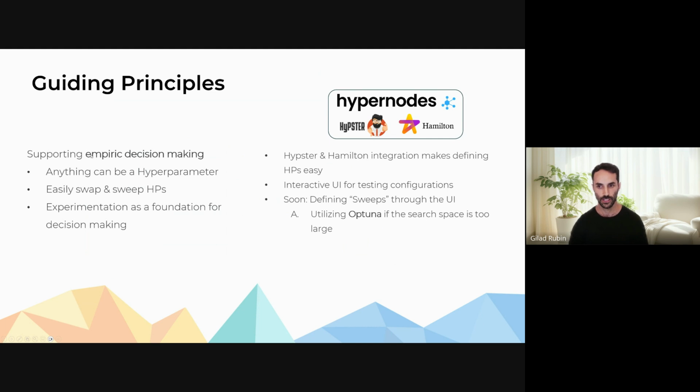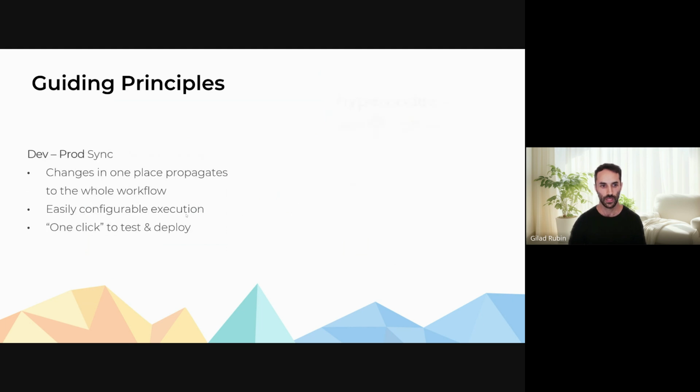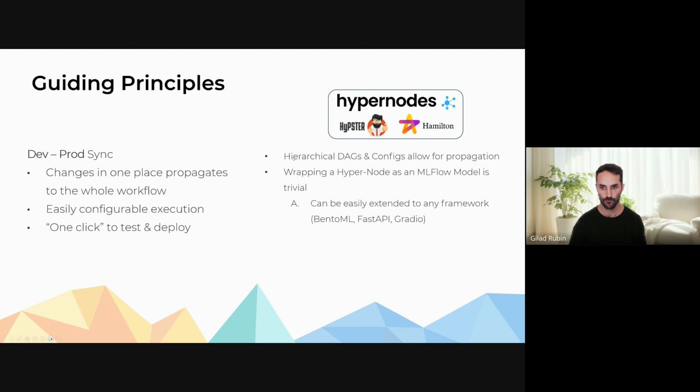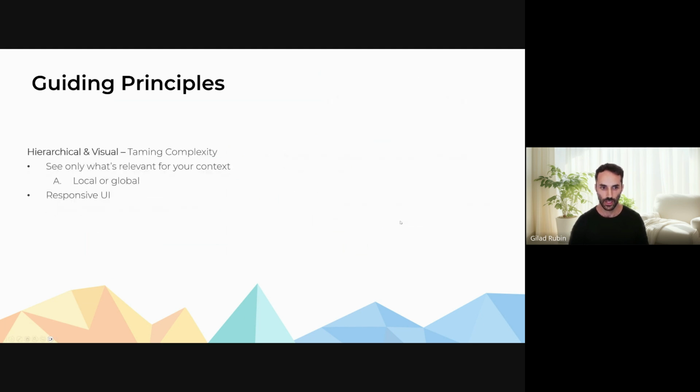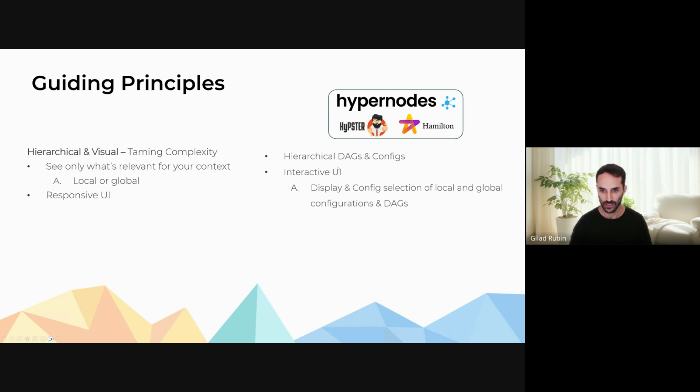Now that we have this, anything can be a hyperparameter using this combination, and you have an interactive UI for testing different configurations. You can easily find the optimal hyperparameters for your performance metrics, and soon we'll have sweeps and Optuna if the search space is too large. Everything is synced in your notebooks and in production. And this could also be easily extended to any framework, BentoML, FastAPI, Gradio. And everything is hierarchical, as I mentioned, interactive, visual, etc.